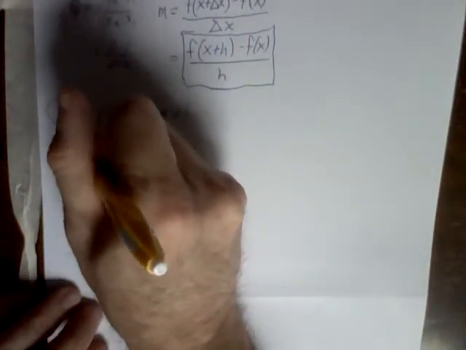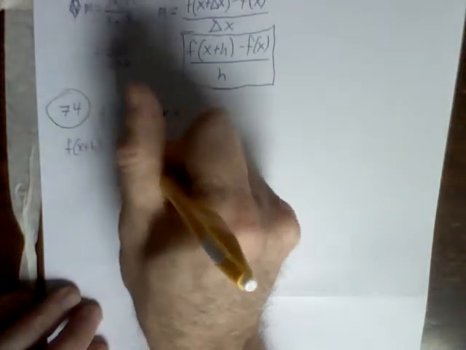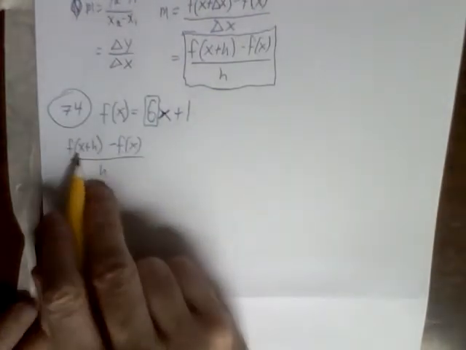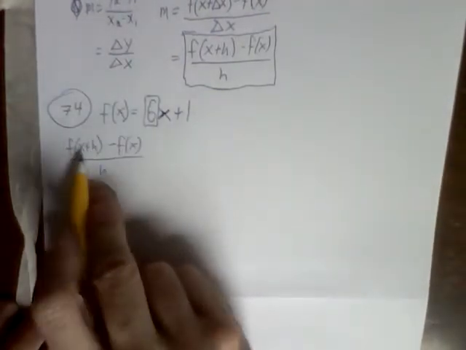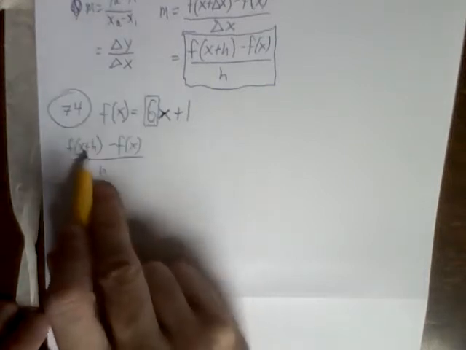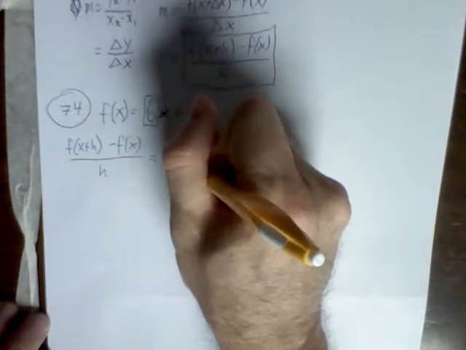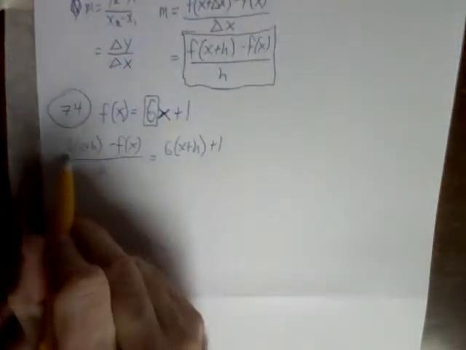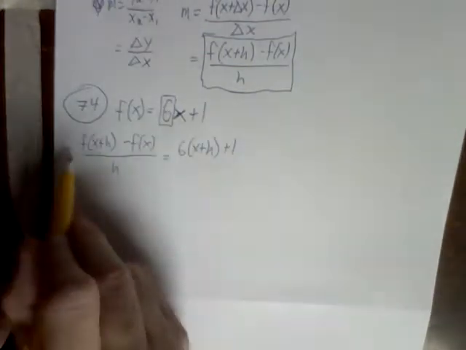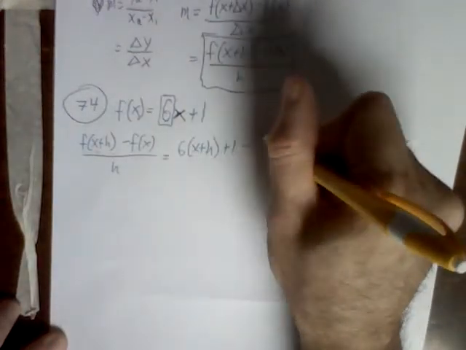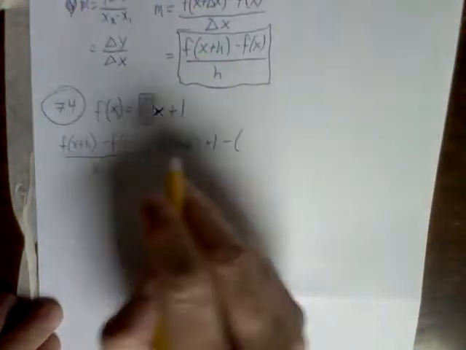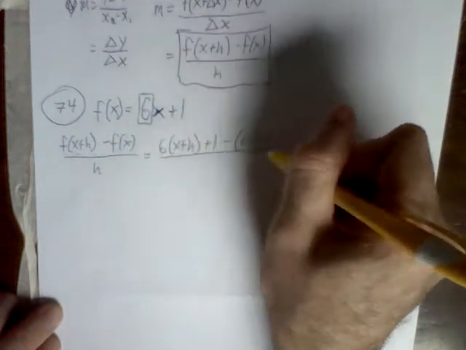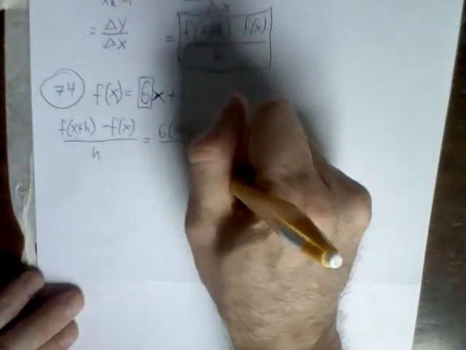F of x plus h minus f of x all over h. Okay? And what I need to do is evaluate these functions, right? So for the f of x plus h, I'm putting x plus h in for x. So this will be 6 times x plus h plus 1. Okay, that's this. And then minus f of x. So f of x is just 6x plus 1, so I just put that in there. And then that'll be all over h.